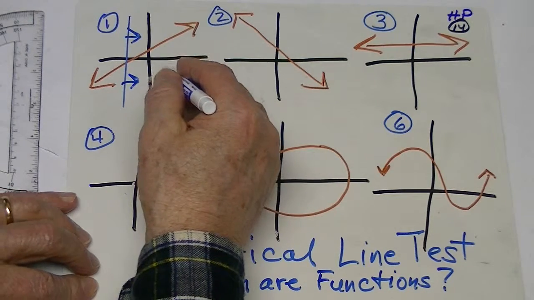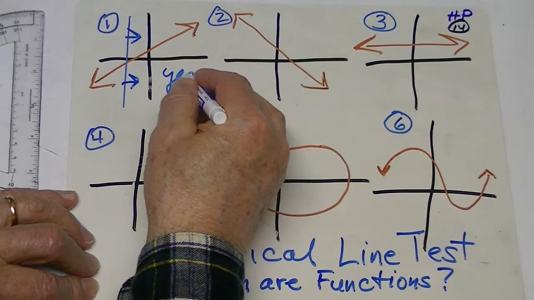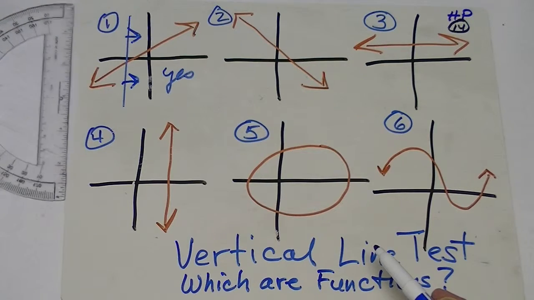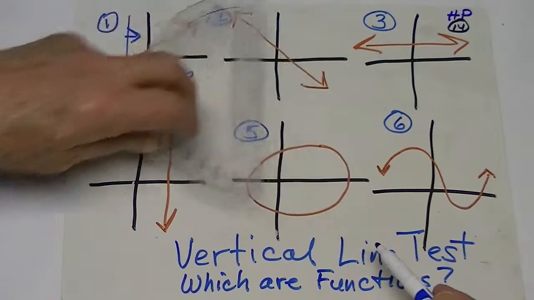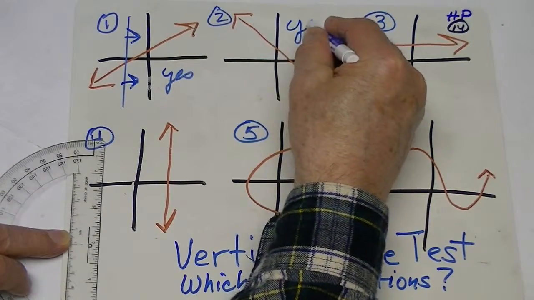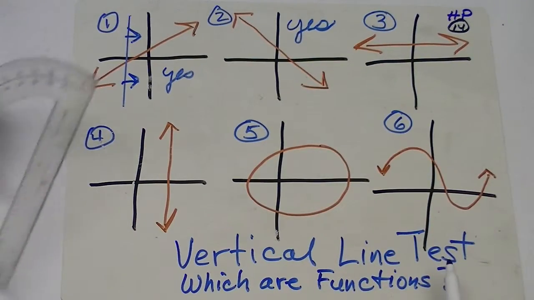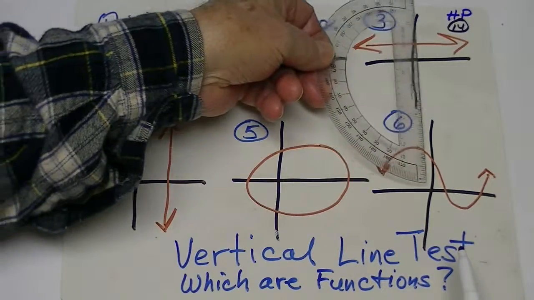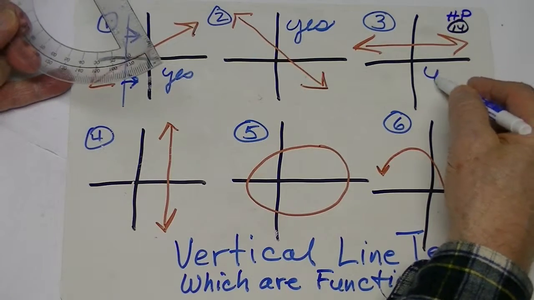So as we look at this one, the answer is yes, it does pass the vertical line test and therefore is a function. As we do it for this one as well, it passes the vertical line test. So this is a function. Now we have a horizontal line. Does a horizontal line pass the vertical line test? And it does. So this is a function.